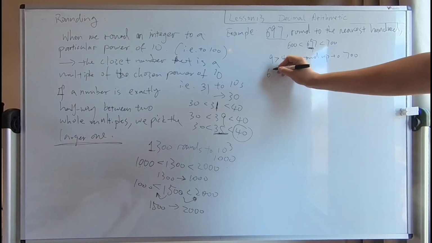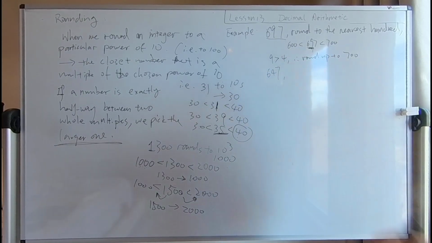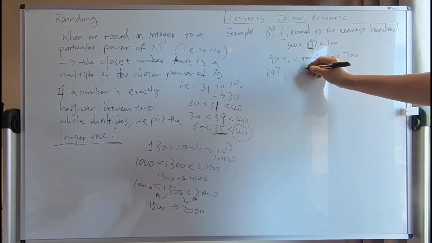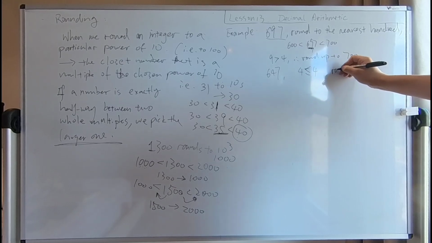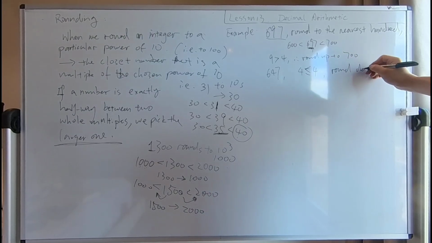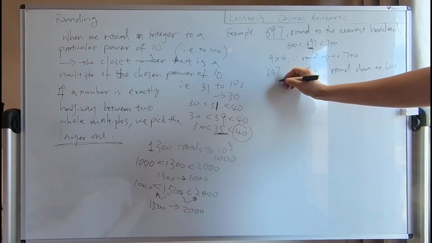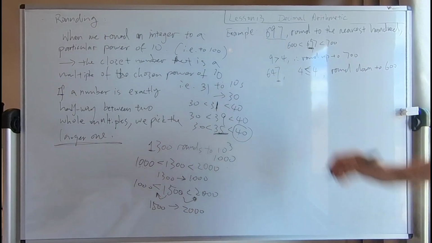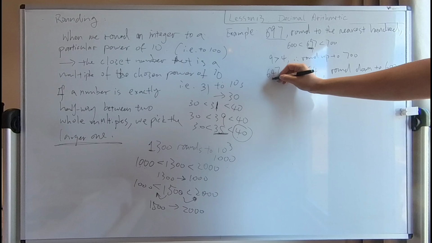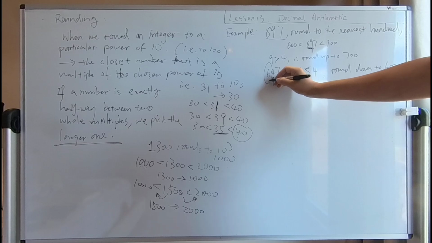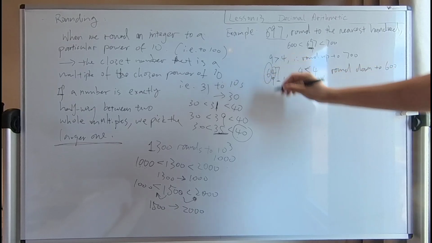If I have 647, because number 4 is smaller than or equal to 4, this will be rounded down to 600. Right? I don't even need to care about the third digit. I only need to care about the one digit right after the rounding digit. If I want to round to 100, I only need to care about the tens digit.